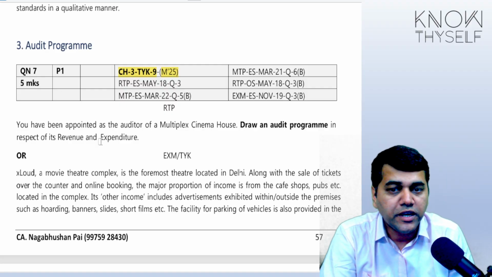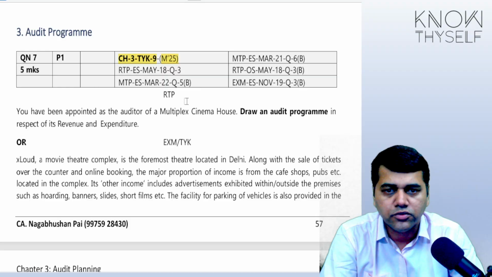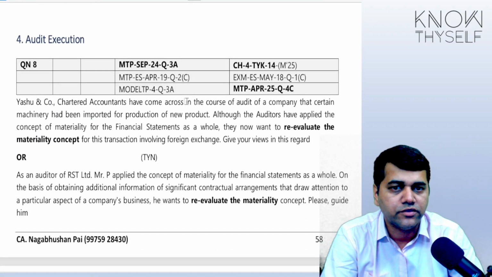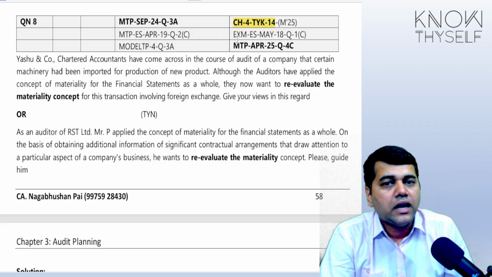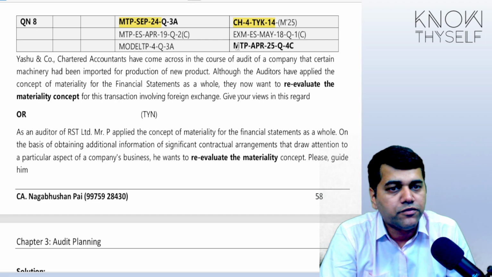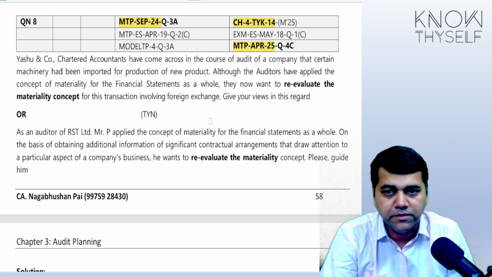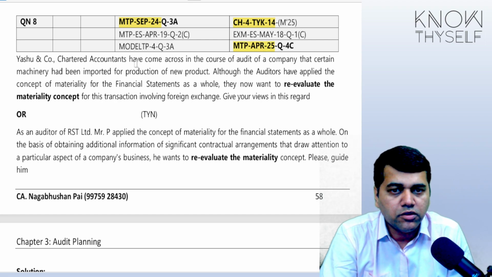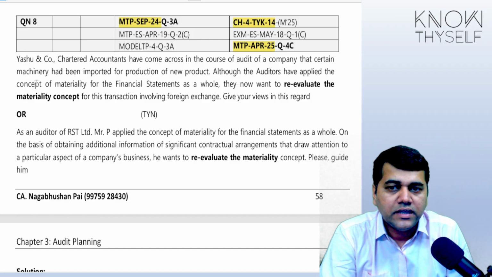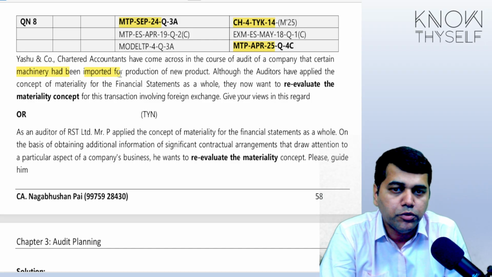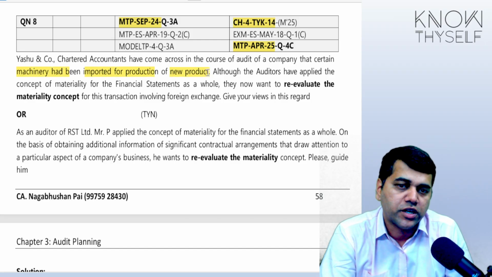Okay, you have been appointed as an auditor of a multiplex cinema house. Oh, sorry, not this, audit execution. This question came in your Test Your Knowledge 14, and in the MTP of September 24 and April 25, this question came. Yashu, chartered accountants have come across in the course of audit of a company that certain machinery has been imported for production of a new product.